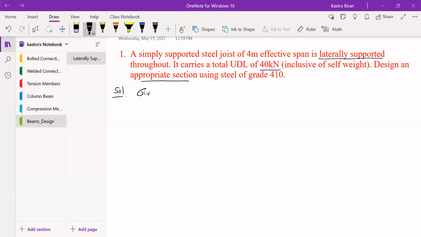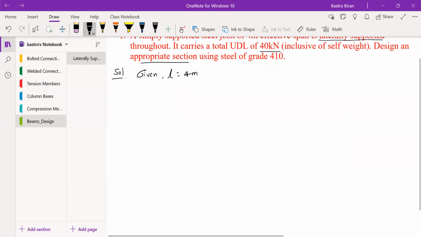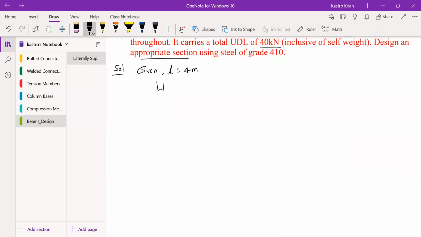Okay, so given, the effective span of the steel joist, that is L equals 4 meters. So this is the effective span. And it carries a UDL of 40 kilonewtons. Remember, this is not the load which is given per meter length. So therefore the value of capital W is given as 40 kilonewtons. But what you have to find out, you have a simply supported beam on which a UDL is coming. That means you have to find out the load value per meter length, right?